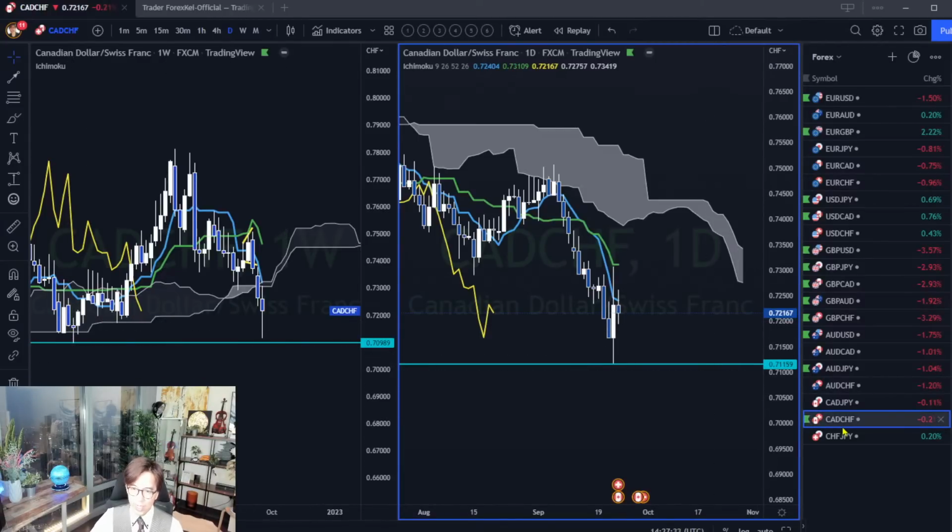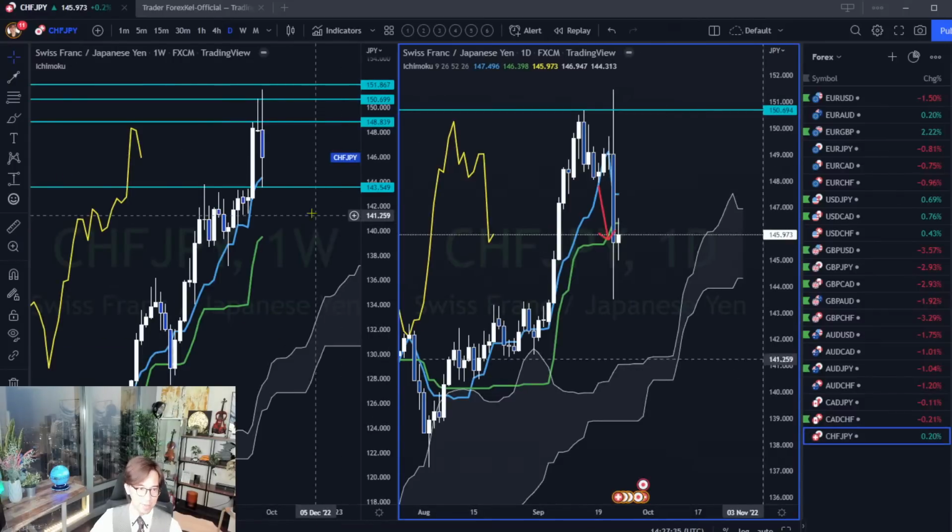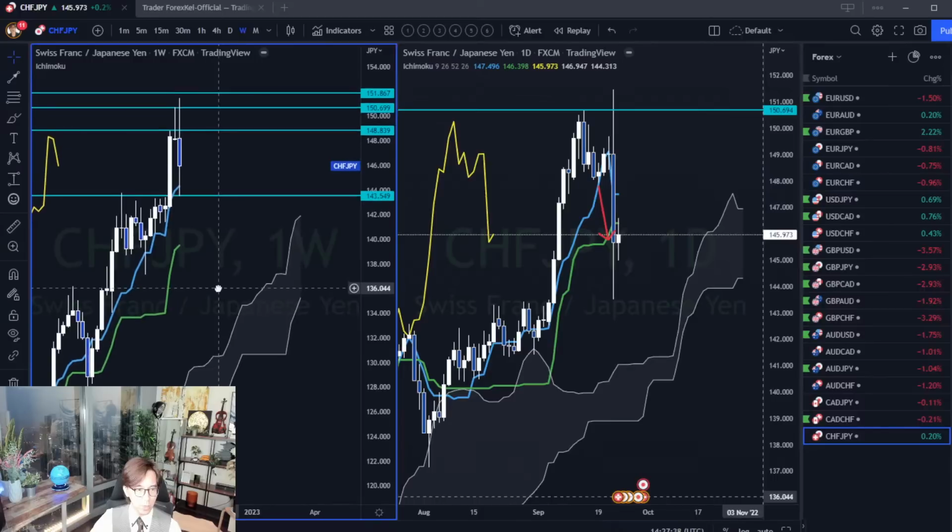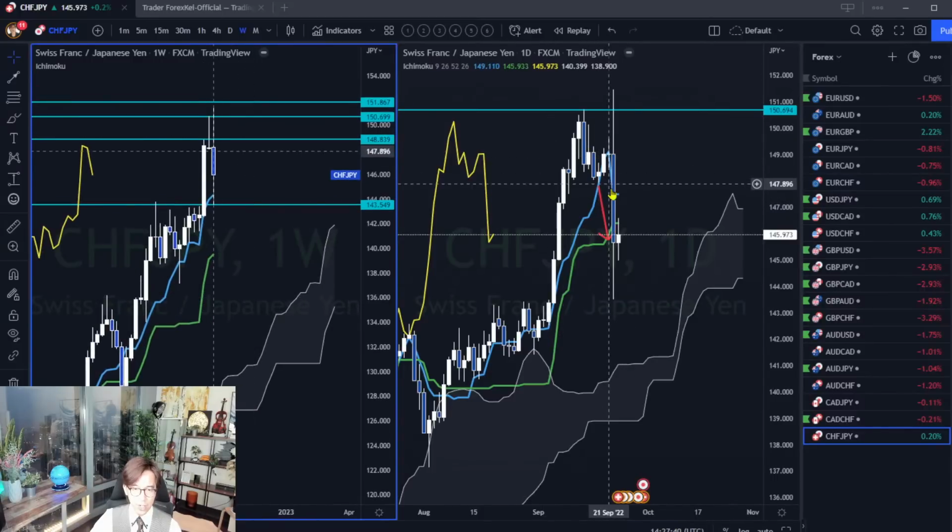Okay, so last one is the Swiss franc JPY. Swiss franc JPY is up on the weekly, but retracing very heavily on the daily time frame. And now we have outside to inside bar.